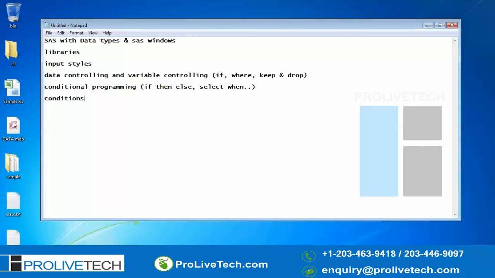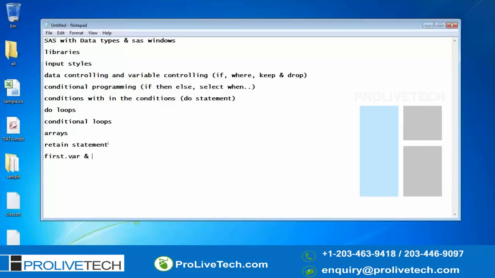And we have conditions within conditions, for which we have the do statement, and then we have logical programming where we will go with loops, conditional loops, arrays, and the return statement, and the first dot var and last dot var statements. Then we have merge, and then we will discuss functions, formats, and SAS with data types, SAS with files.